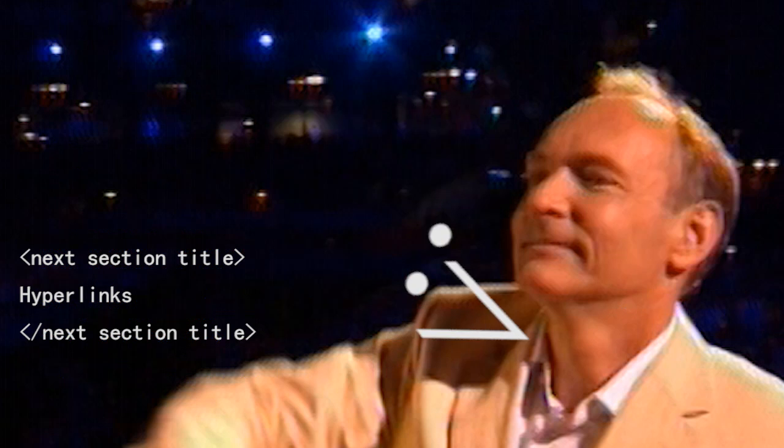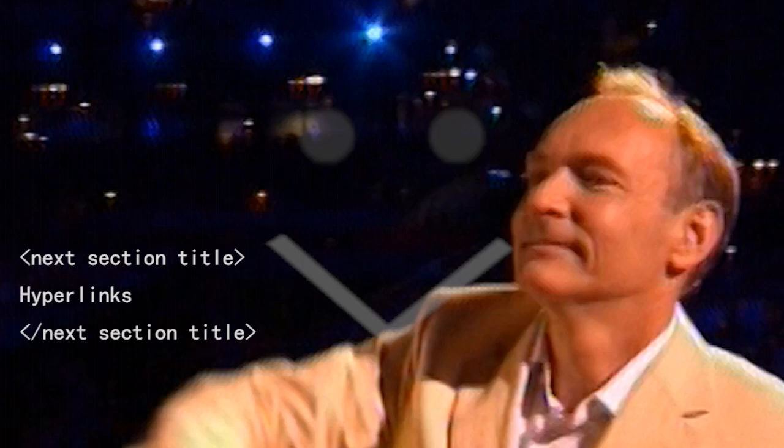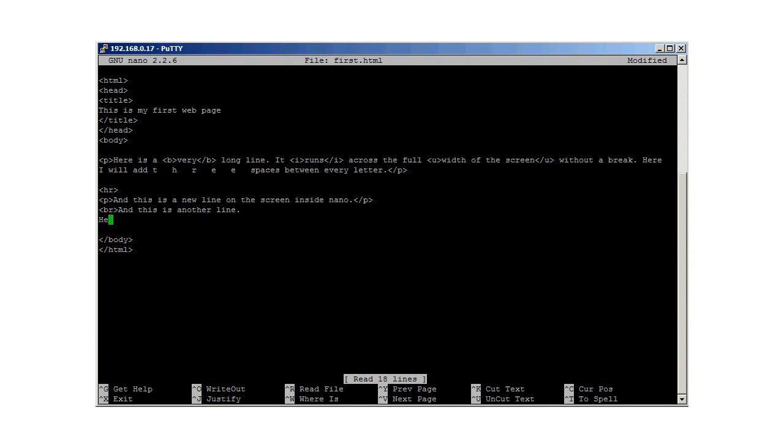Hyperlinks. Go back to Nano and enter a pair of A tags around the letters BBC. The A tags require a little more information to operate correctly. This additional information is called an attribute, and in this example we will link to the BBC's website. You may have entered it yourself into the address bar in the browser. This is how to get HTML to do it for you.